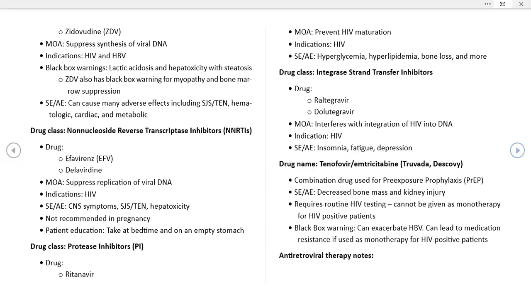Next, we have our PIs, our protease inhibitors. Their drug here is ritonavir, and this medication works by preventing the HIV cells from maturing. And this is given to treat HIV. This does have side effects of high blood sugar, hyperglycemia, hyperlipidemia, bone loss, as well as some more.